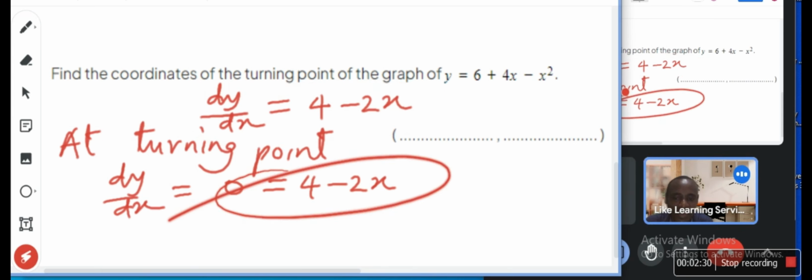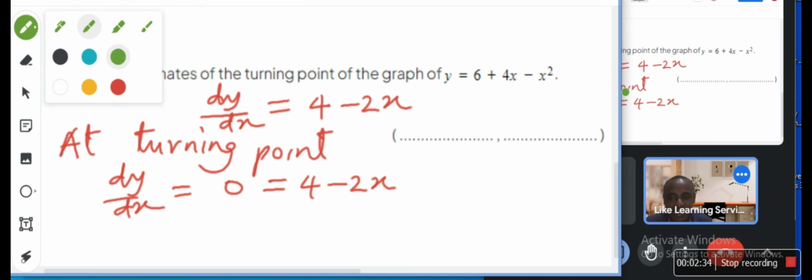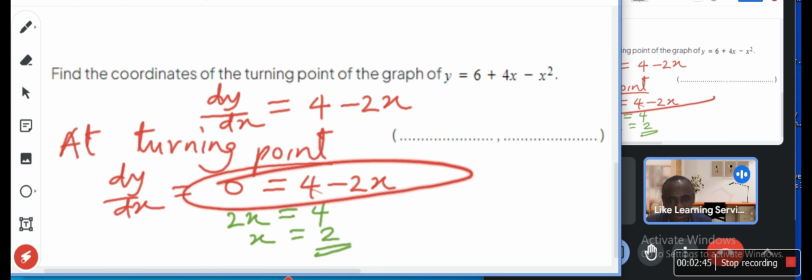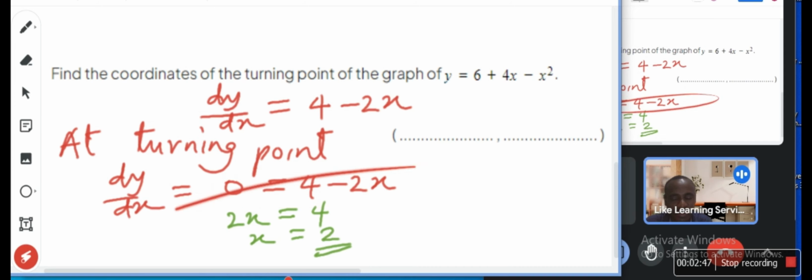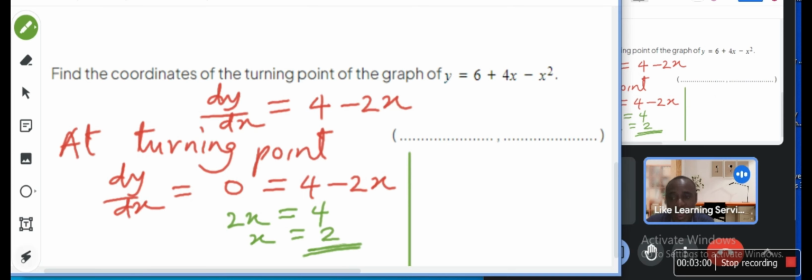Now solve this equation, 0 equal to 4 minus 2x. What does it give us? Let's solve it. 2x is equal to 4, isn't it? Or x is equal to 2. Am I right? Yes, sir. Just solving this equation. I hope you can solve this equation. It shouldn't be a big deal. Am I right? Yes, sir. Okay, please let me be sure you understood what I did. Did you? Yes, sir. Okay, so x is equal to 2.